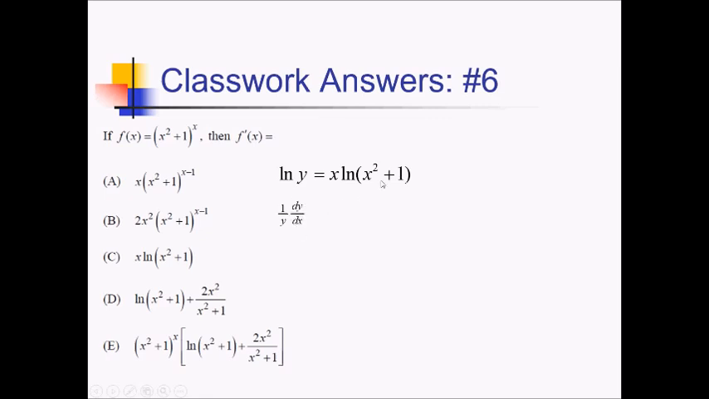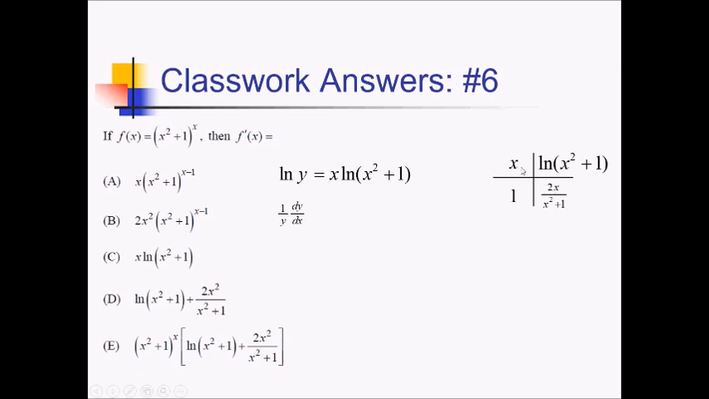On the right side, I need the product rule. So let me set up my box and ribbon. I've got factors of x and ln of x squared plus 1. Derivative of x is 1. Derivative of ln of x squared plus 1 is going to be 1 over x squared plus 1 times the derivative of this inner function, so that's going to be a 2x, and I'm just going to put that right in the numerator here. Let me go ahead and use the ribbon to multiply this out now.